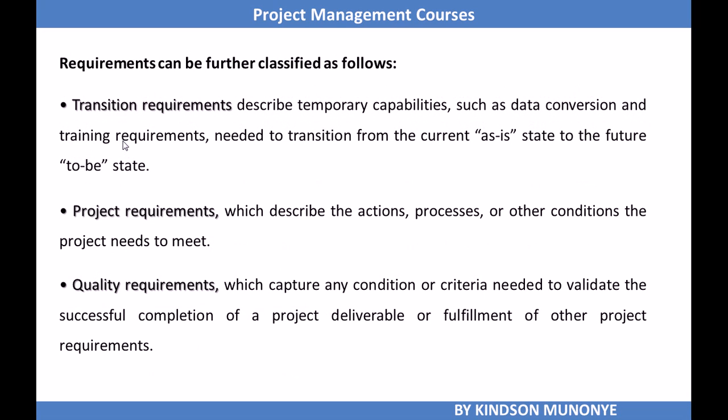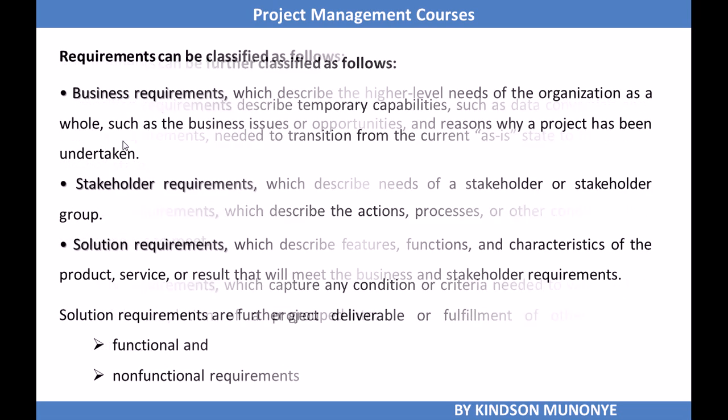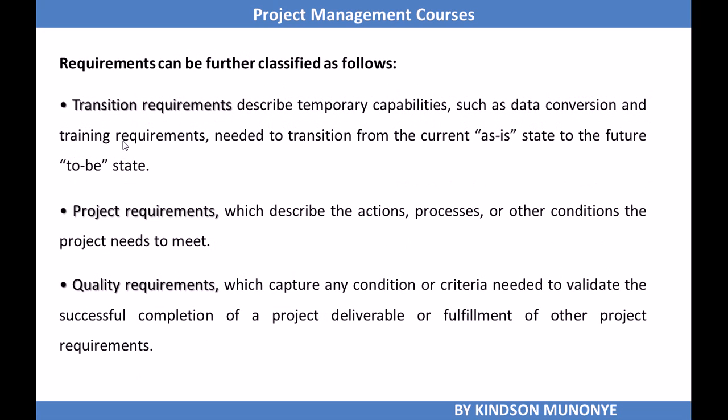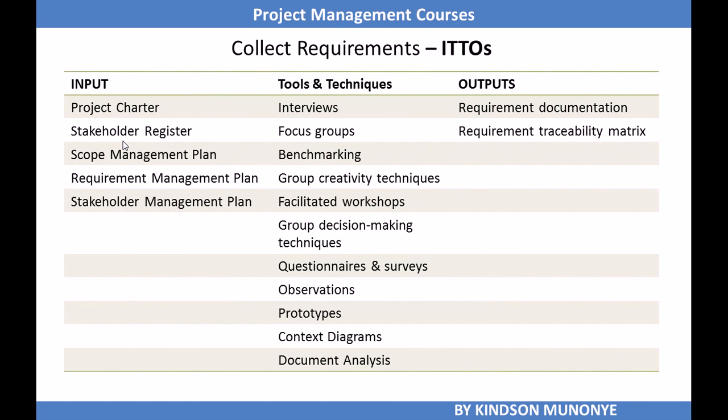We have discussed business requirements, stakeholder requirements, and solution requirements. Further requirements can be classified as transition requirements, describing temporary capabilities such as data conversion and training requirements. Then we have project requirements, describing the actions, processes or other conditions the project needs to meet. Then we have quality requirements, which capture any condition or criteria needed to validate the successful completion of a project deliverable to fulfill the project's objectives.